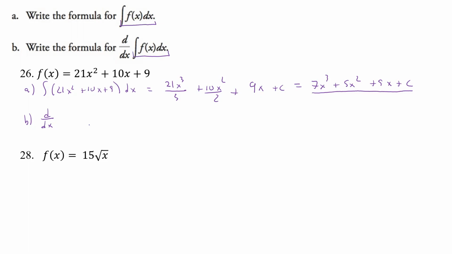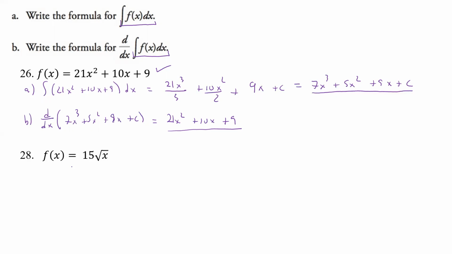So I'm just going to rewrite that down here: 7x to the third plus 5x squared plus 9x, and then plus c. Well, I take the derivative of the first part, and that's going to give me 21x squared. Take the derivative of this, that's going to be 10x. Take the derivative of that, that's going to be plus 9. Take the derivative of that, that's plus 0, and I'm not even going to put that down. And so 21x squared plus 10x plus 9, guess what? I get my f of x back.